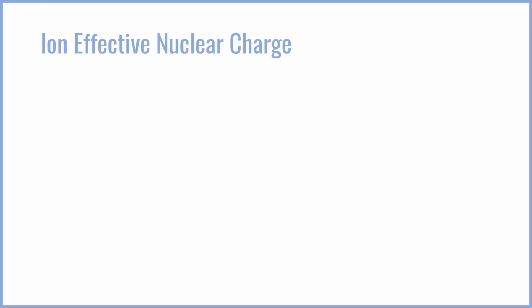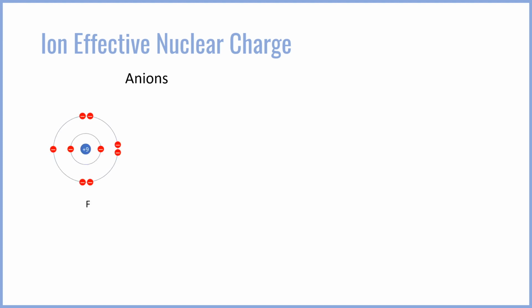Now, I hinted at this a little bit earlier, but I want to discuss how you find the Z effective of an ion using our approximation. And we're going to go ahead and start with anions. The reason that you need to do this is because the number of valence electrons has changed when you create an ion, so it's not just going to equal the effective nuclear charge now.